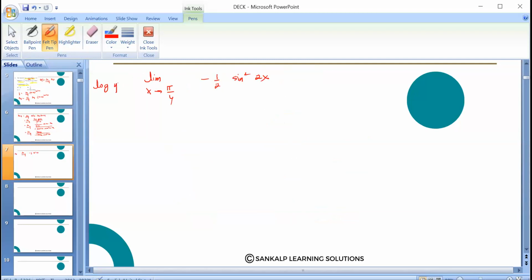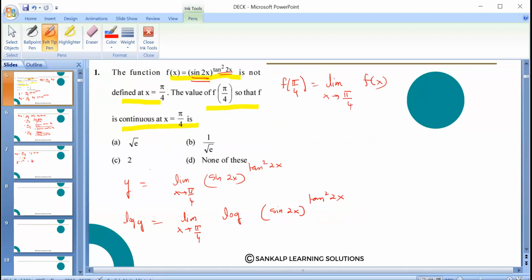But this is the answer for log y. Now if you put x as pi by 4, sine pi by 2 is 1, 1 square is 1. So minus half. Y will be e power minus half, or 1 by square root of e. Y means the limit. The limit is y, and y we got 1 by square root of e. So f of pi by 4 is 1 by square root of e. Option B.